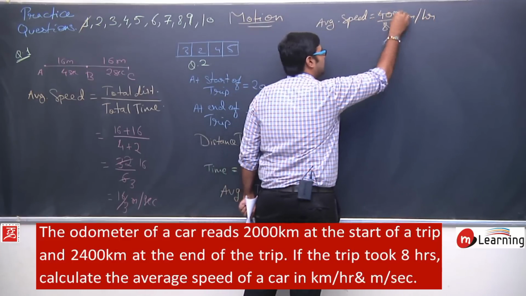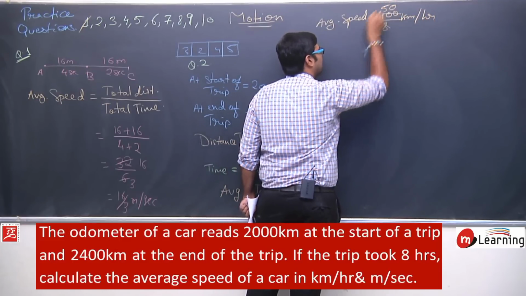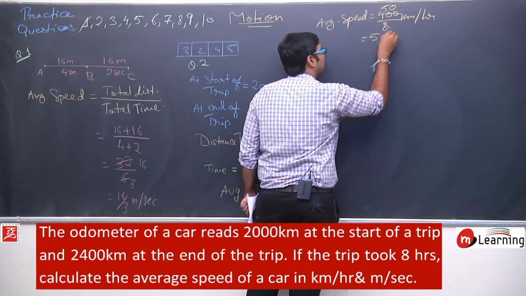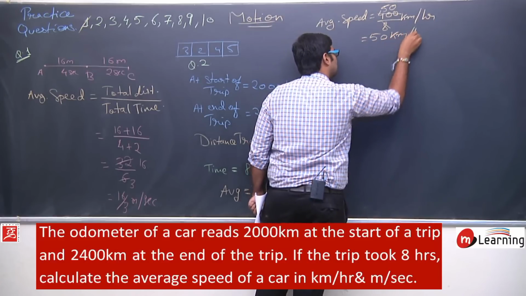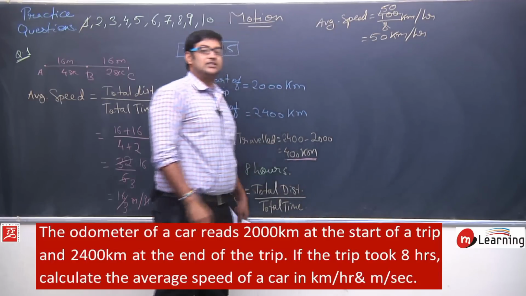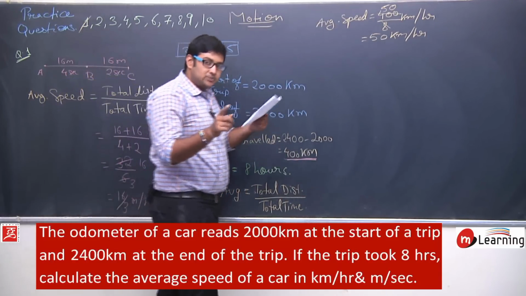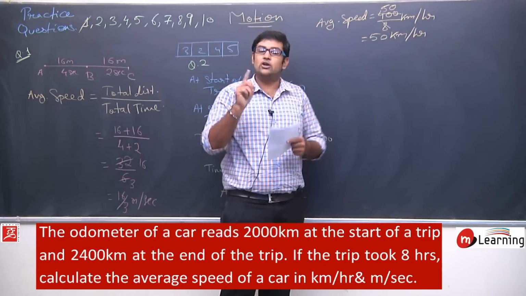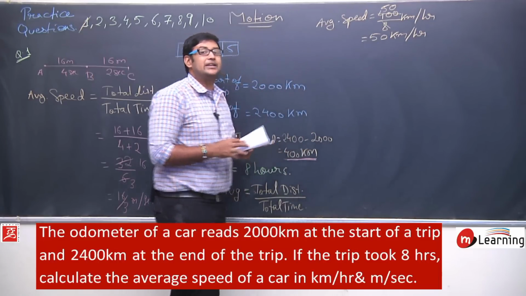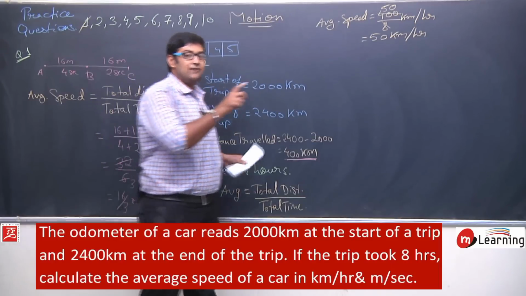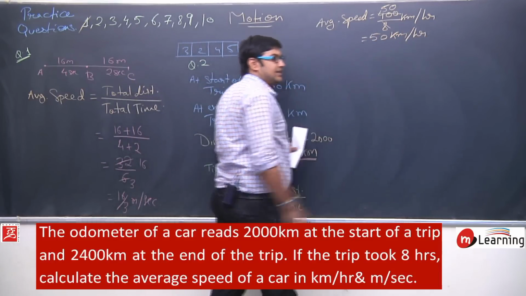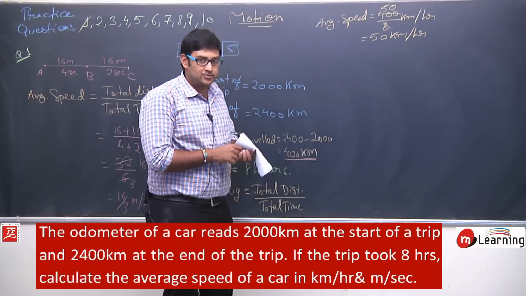So 400 upon 8, you can see this is 5 and this is 0. So this is 50 kilometers per hour, my average speed. Now the question says, find the average speed of the car in kilometer per hour as well as in meters per second. So it means I have to convert this speed into meters per second. How can we convert this into meters per second?